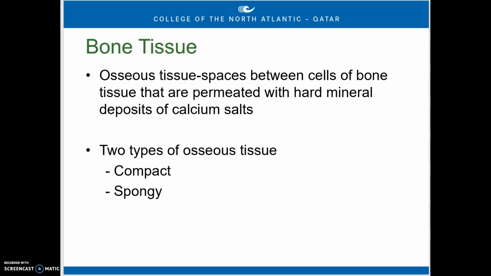Now, the osseous tissue, which is another word for bone, the spaces between the cells of the bone tissue are permeated with those hard mineral deposits and those calcium salts. So that's what gives the bone its really rigid matrix, its really rigid structure. And there's two types of bone tissue, or osseous tissue: the compact bone, like we were talking about in lab yesterday, and of course the spongy bone, which is right inside of it. The spongy bone can also be called the cancellous bone.